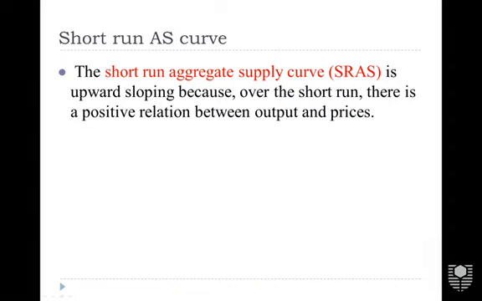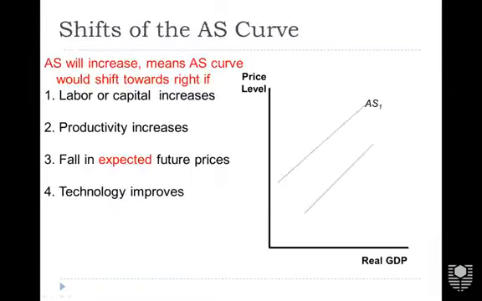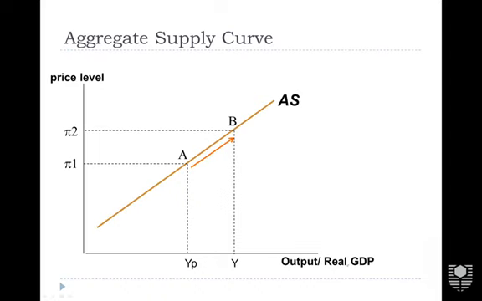Now, firstly, the short-run aggregate supply curve is upward sloping because over the short run there is a positive relation between prices and the output that the firms are willing to supply. So this would be a positively sloping curve. We take real GDP, or you can also call it output or Y, and we take prices here. If the prices go up, the real GDP or the output supplied in the economy shifts towards the right, and hence this is a positively sloping curve.